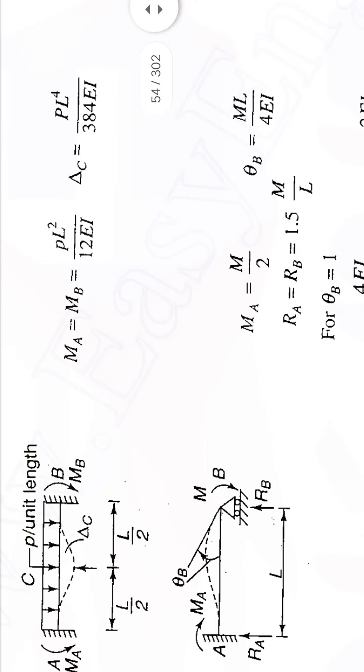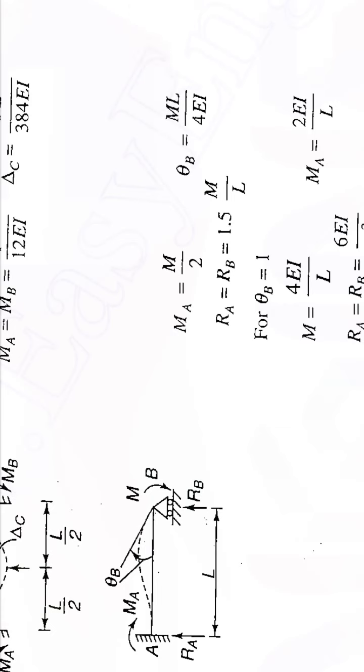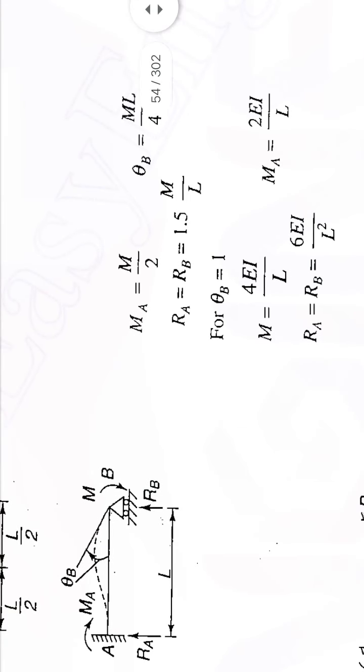Next, if we have a moment acting about B, then the moment about A is equal to M by 2, whereas theta b is equal to ML by 4EI, and RA is equal to 1.5 into M by L. For theta b equals 1, M equals 4EI by L, and MA equals 2EI by L, because M is the near end moment and the far end moment is 2EI by L.